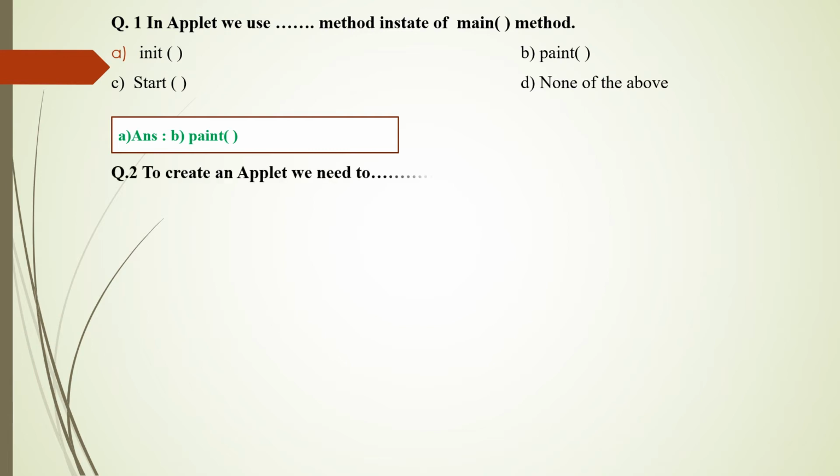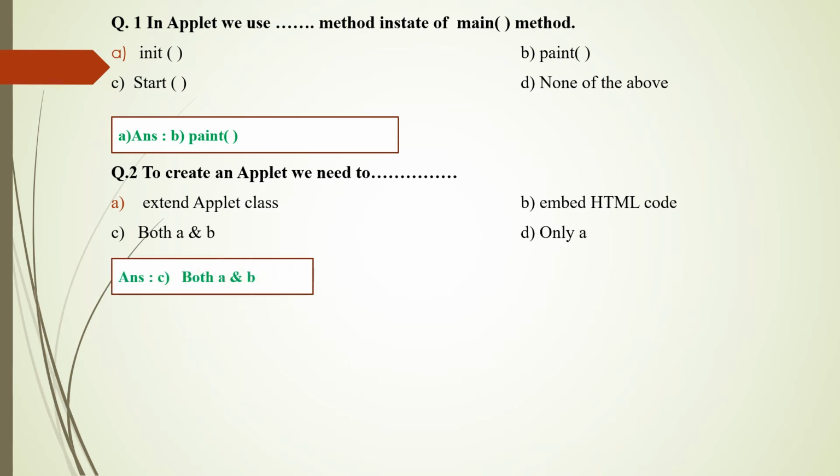Next question is, to create an applet we need: first option, extend Applet class; second option, embed HTML code; third option, both A and B; and last option, only A. The answer of this question is option C, both A and B. To create an applet we need to extend the Applet class and embed HTML code.